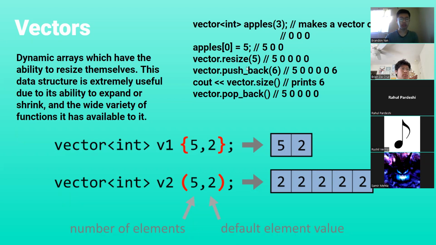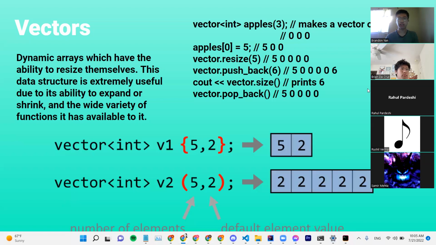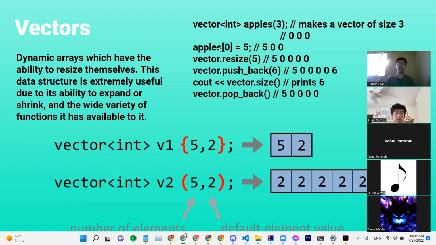So let me go over some of these functions on the right. At the beginning, vector int apples, parentheses 3. The parentheses means you're declaring the size. You don't need to do that, but in this example, I'm going to declare the size right at the gate. So we have a vector of size 3 storing zeros by default. Then I'm going to assign the first element a value 5 using the assignment operator and accessing apples of 0, just like I would for a normal array.